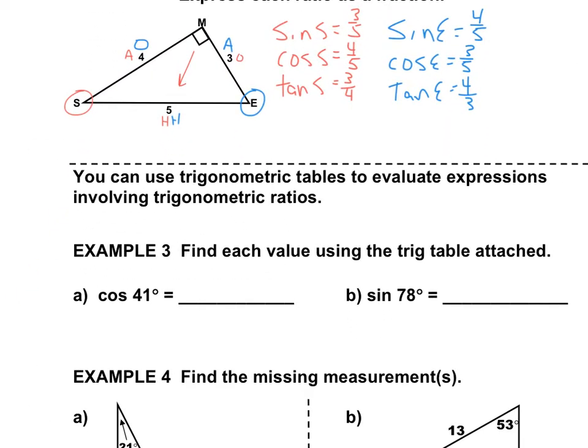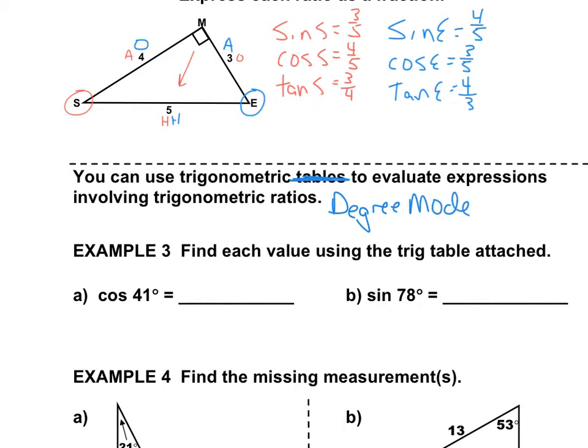Now, it says use trigonometric tables to do these. We're not going to use tables. We're just going to use our calculator, but there's something really important you have to do first. Everything we're talking about is in degrees. Your calculator's default mode is radians, which is another way to talk about these. So you're going to have to put your calculator in degree mode.